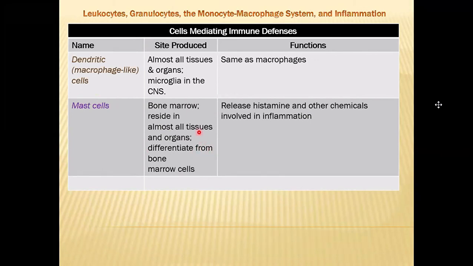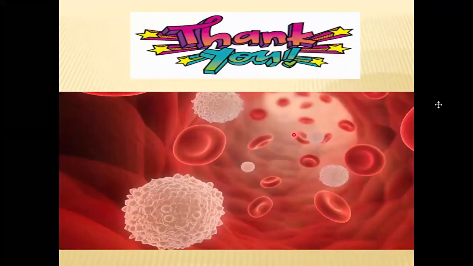Then the mast cells from the bone marrow, they reside in almost all tissues and organs. They differentiate from bone marrow cells. What is the function of the mast cells? They produce substances like histamine, so they release histamine and other chemicals like heparin involved in inflammation. So I think that ends the chapter.